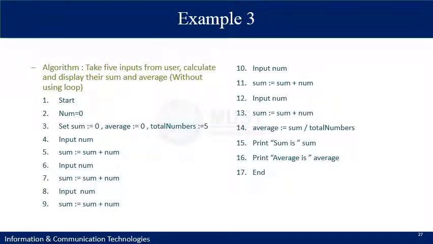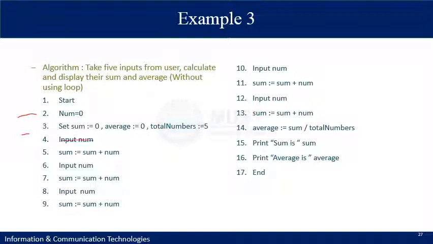So here is another example which is similar to the previous example, which takes 5 inputs from the user, and calculates and displays their sum and average. But in this case we take the input repetitively. So in the first step we set num equal to 0, sum equal to 0, average equal to 0 and total number equal to 5.